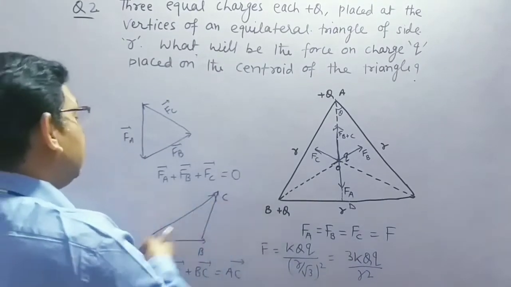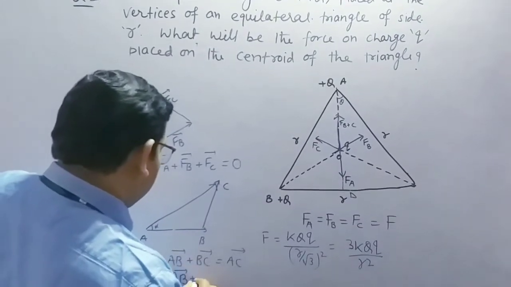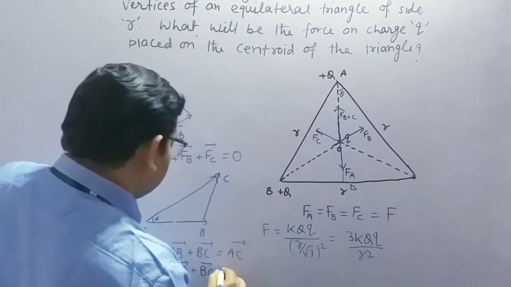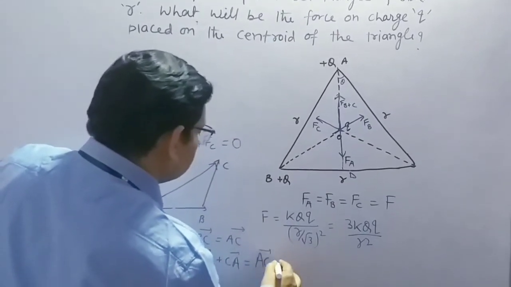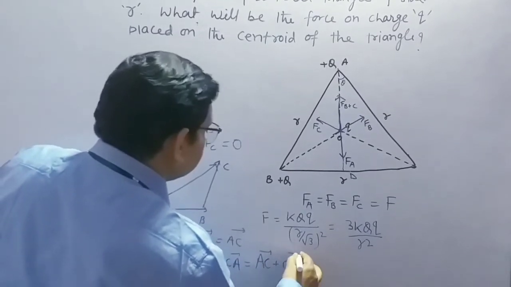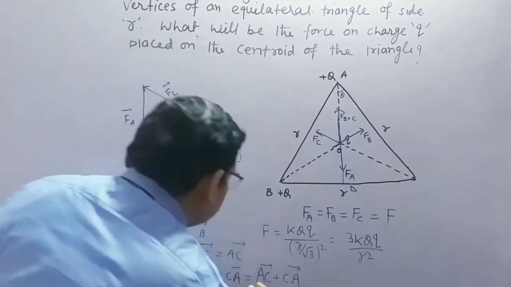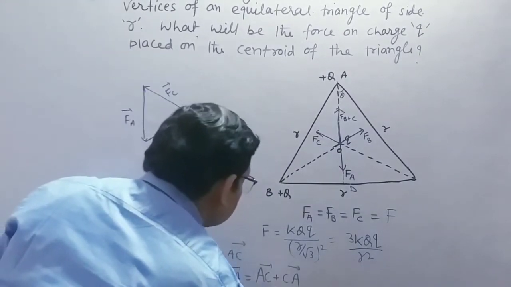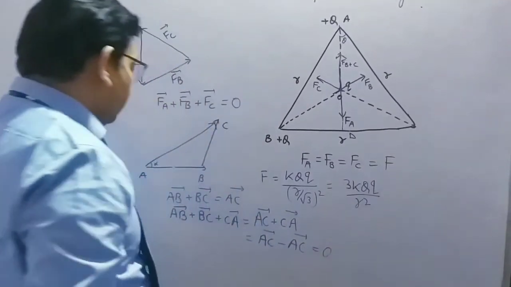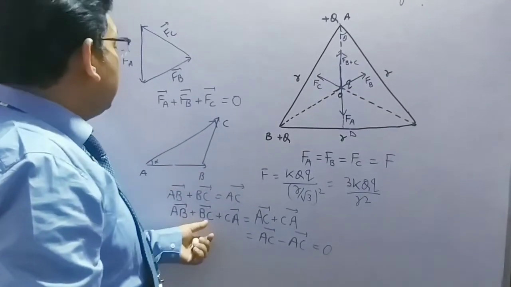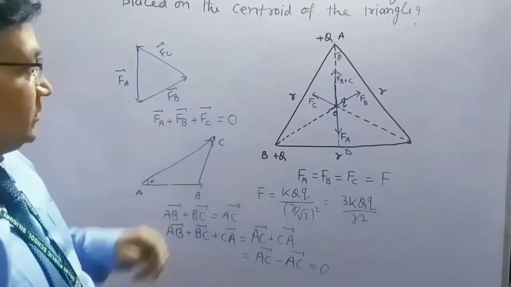Now adding vector CA to both sides: vector AB plus vector BC plus vector CA equals vector AC plus vector CA. Now the direction of vector CA and vector AC are opposite to each other. So one can write vector CA is equal to minus vector AC. So what is the value? 0. So the sum of the three cyclic vectors AB, BC, CA is 0. So we have used this concept while solving this problem.